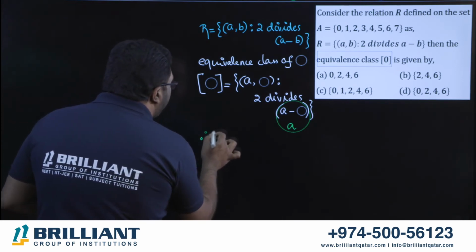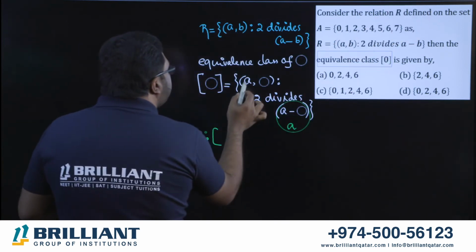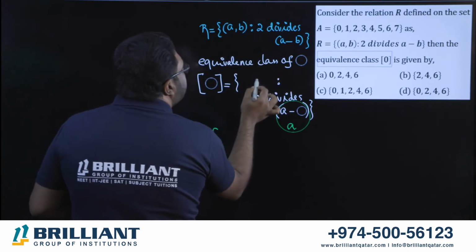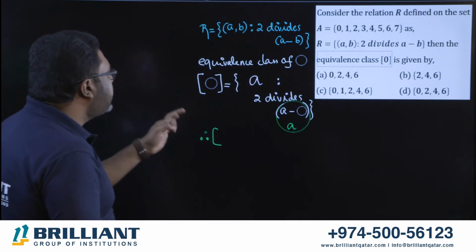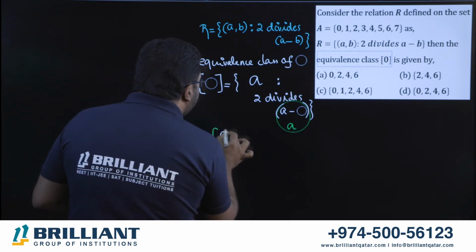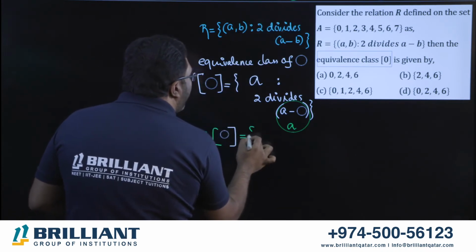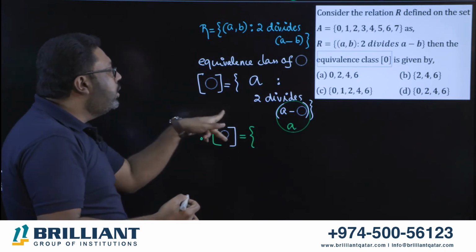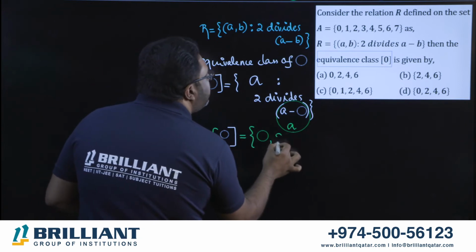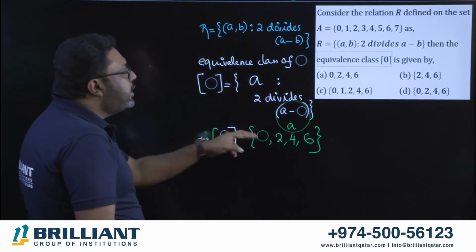Therefore, the equivalence class, okay, fine. Let me tell you something here. Equivalence class is not an ordered pair. Equivalence class is the set of a such that 2 divides a minus 0. So, what is the equivalence class of 0 now? It is all the values of a in such a way that 2 divides a minus 0, which is a. So, the answer is 0, 2, 4 and 6. What are the sets? 0, 2, 4, 6.